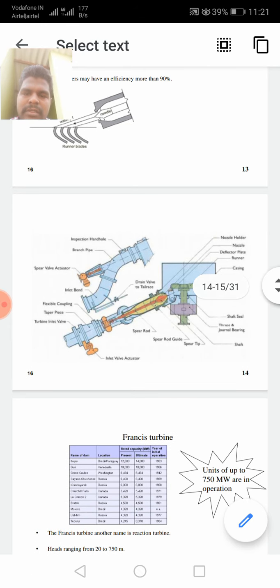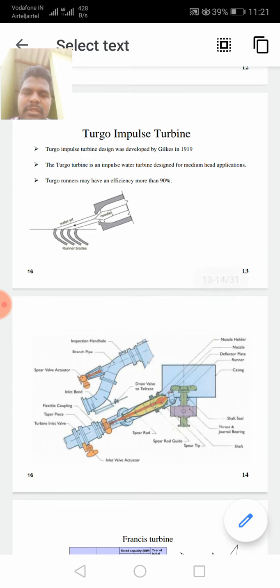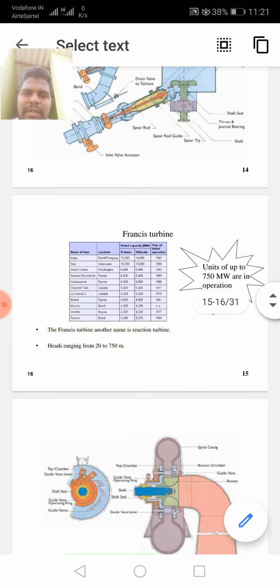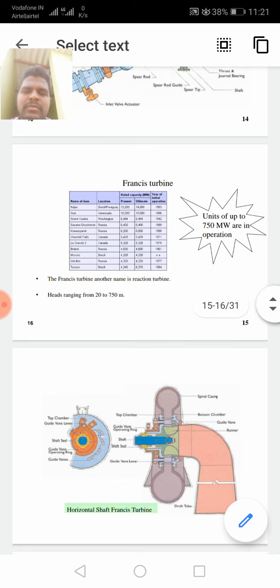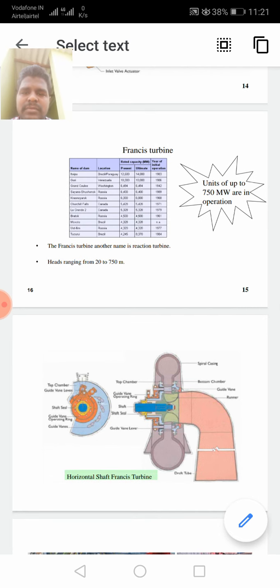In this slide we can see the parts of the Turgo impulse turbine. Next one, Francis turbine. From this we can produce around 750 megawatts during operation. The Francis turbine is another name for the reaction turbine. This turbine's head ranges from 20 to 750 meters.